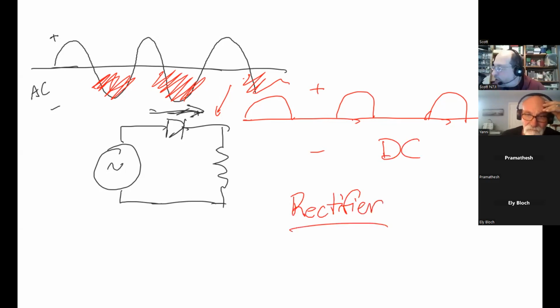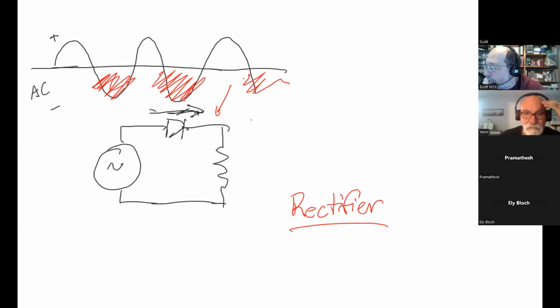And now what we're going to do is we're going to take this, and now that we have this humpy looking DC, we're going to take this and run it through a capacitor, so that whenever the voltage builds up, it charges up the capacitor. And whenever the voltage drops off, because the diode doesn't want to conduct, the capacitor then takes over the job. And instead now our voltage looks like this.